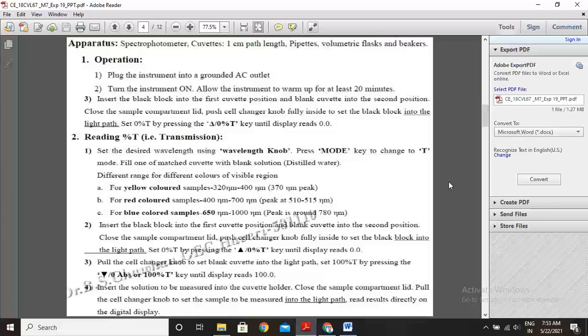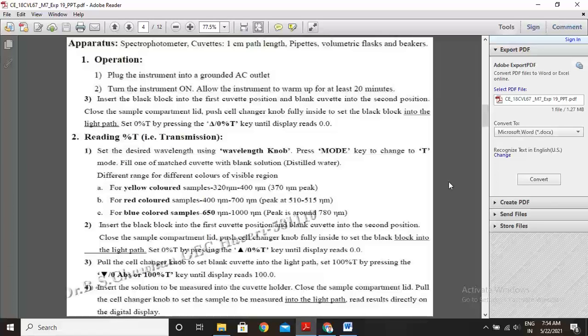Fill one of the matched cuvettes with blank solution. That is, blank solution is nothing but distilled water. Different wavelength ranges for different colors of the visible region are given here. For yellow colored samples, 320 nanometer to 400 nanometer wavelength is fixed. So on average, you should set a 370 nanometer wavelength peak in the instrument.